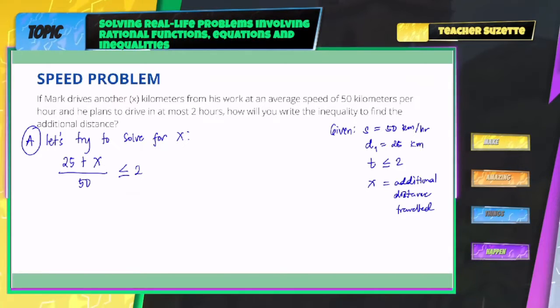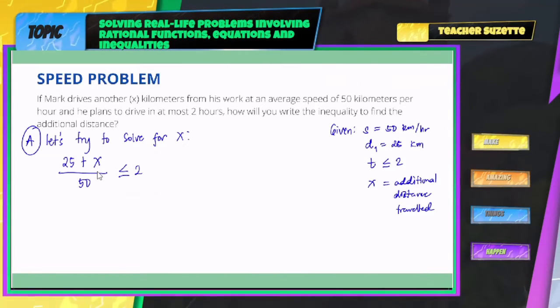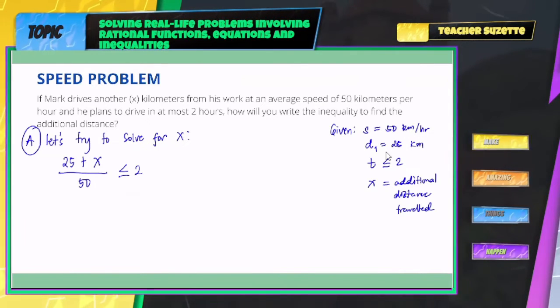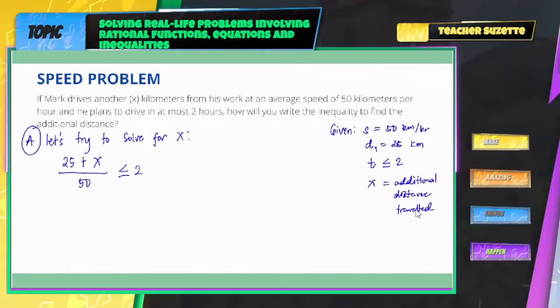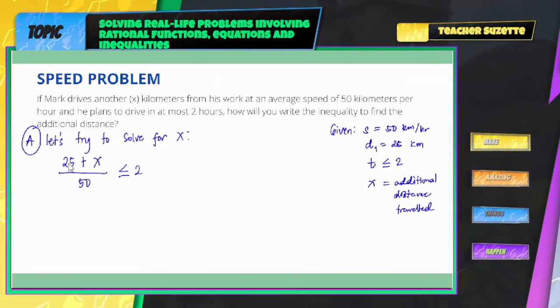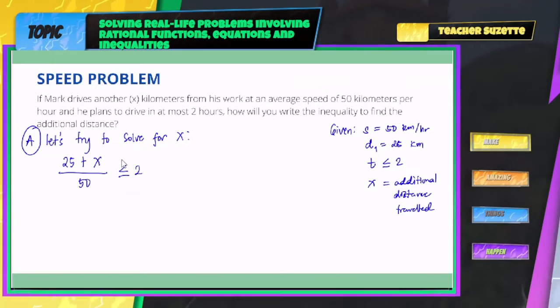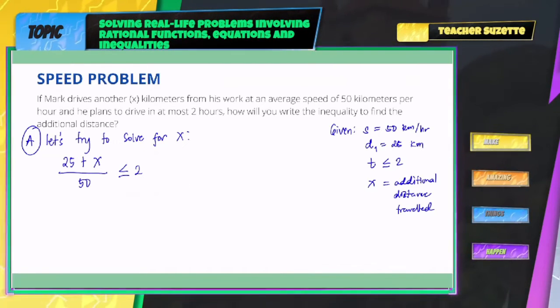Let's try to elaborate more our problem. Let's say we want to try to solve for the value of our X in our inequality. So again, our given, we have still the speed, which is 50 kilometers per hour, distance 25, time is at most 2 hours, and X for the additional distance traveled. So kanina, we have now our inequality, which is 25 plus X over 50, less than or equal to 2. Now, let's try to solve for our X.